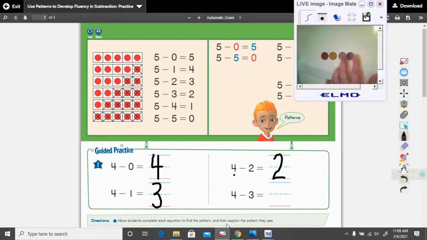Okay, let's get our 4 counters back, because right here we need to begin with 4. This time, how many are we taking away? 4 minus 3. Take away 3. 1, 2, 3. How many are left? We have 1 left. Now, what do you notice about these problems? As these numbers go up, 0, 1, 2, 3, our answers go down. 4, 3, 2, 1. That is our pattern we are looking for.